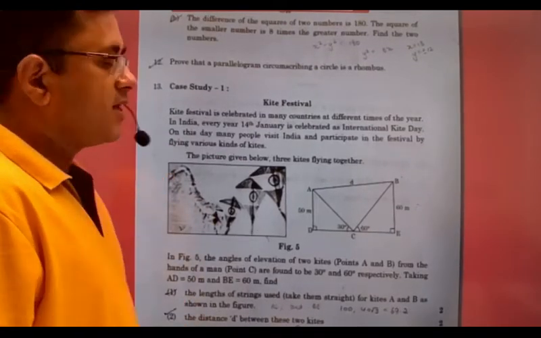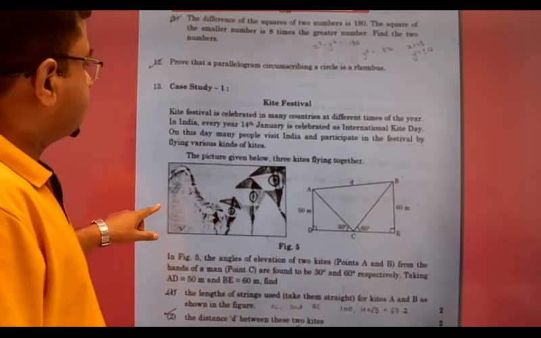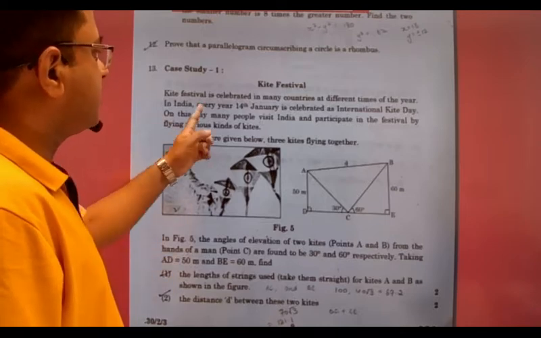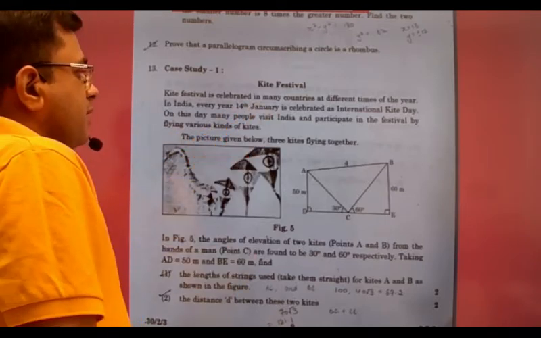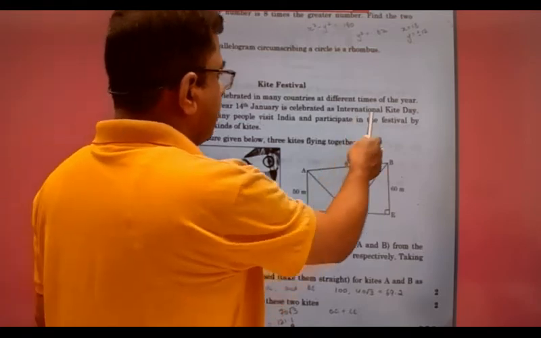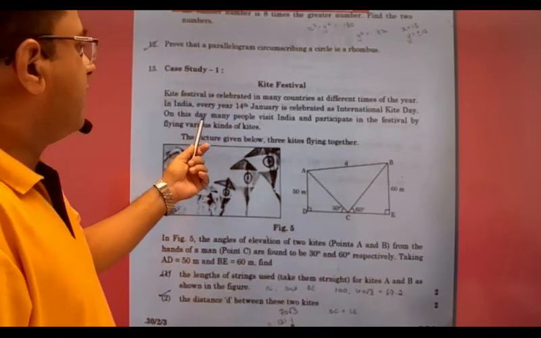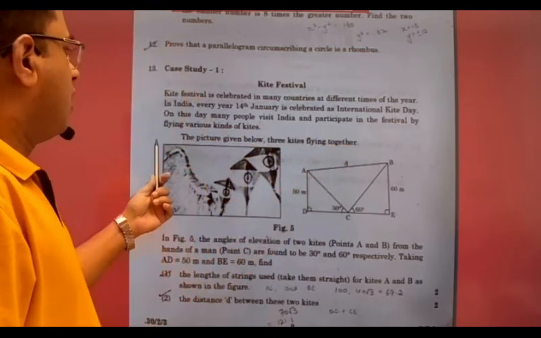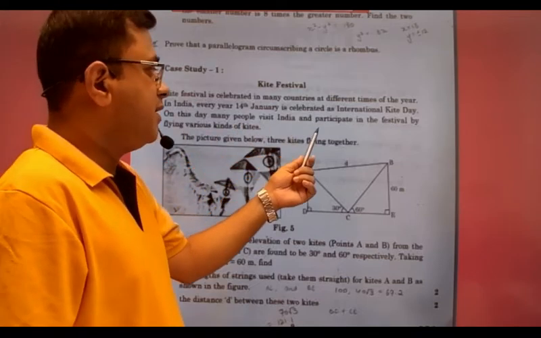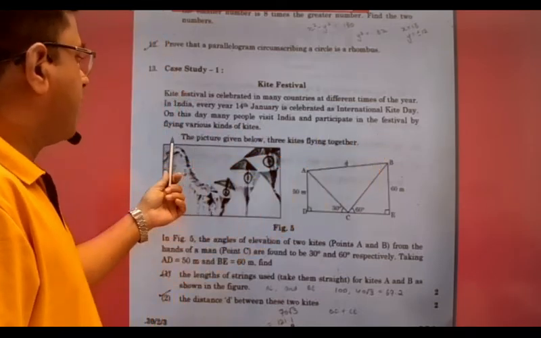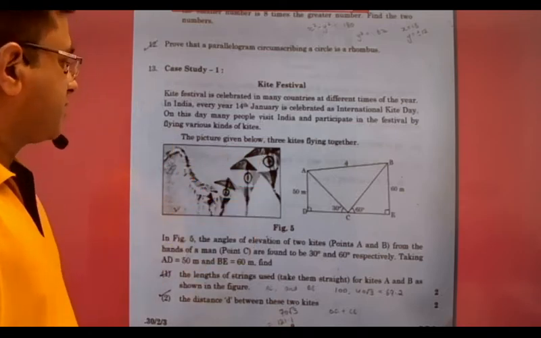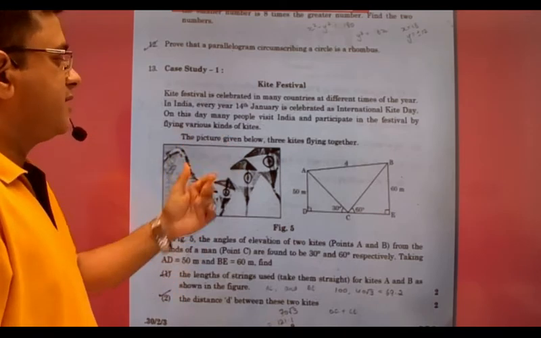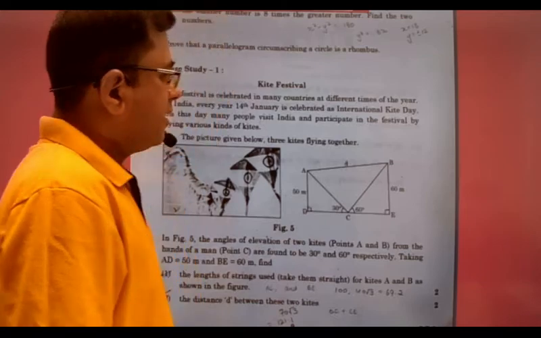This is a case study based question. It is given that there is a kite festival. The kite festival is celebrated in many countries at different times of the year. In India, every year 14 January is celebrated as International Kite Day. On this day, many people visit India and participate in the festival by flying various kinds of kites. These are the pictures given. On the left side, three kites are shown. On the right side, a diagram is given.